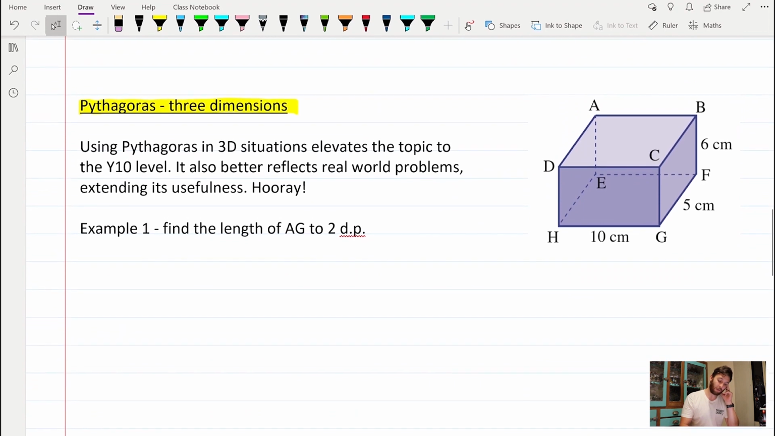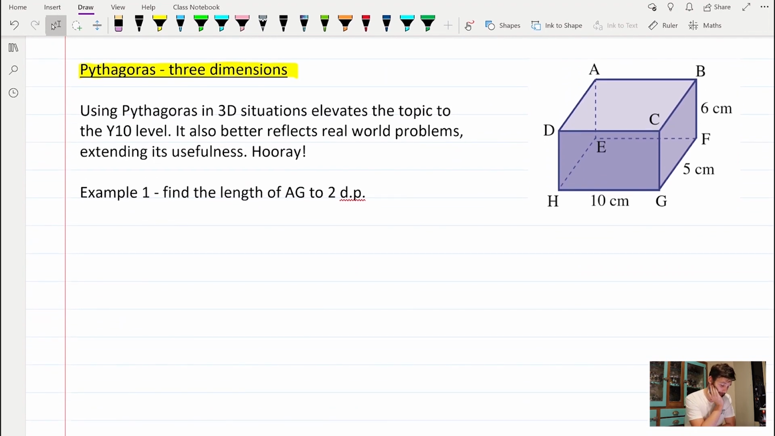Okay, so on the right hand side there, we've got a rectangular prism. It's got some side lengths on there: 10 centimeters, 5 centimeters, and 6 centimeters. But what we need to do is find the length of AG. It's kind of hard to show, but AG is diagonal from that back left corner A down through the shape to the bottom right hand corner G just there. So we've got a couple of things that we need to figure out.